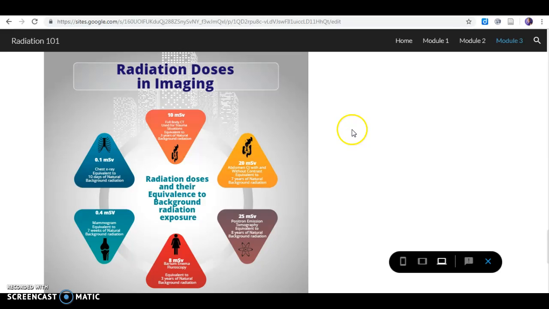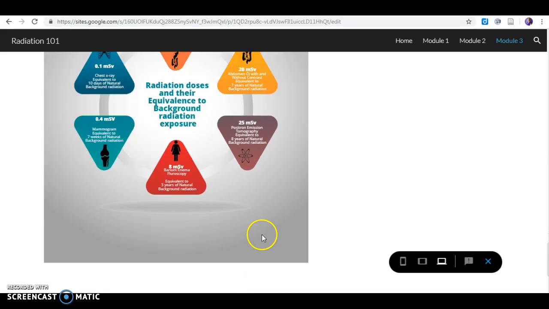But I did put together a little visual aid to associate how much radiation the patient receives and what that is equivalent to in our yearly background radiation dose. So as you can see, a full body CT from head to toe is a 10 millisievert dose, which is equivalent to 3 years of natural background radiation. The highest of all of these being a positron emission tomography, which is actually what they call a PET scan, and that is equivalent to 8 years of natural background radiation.